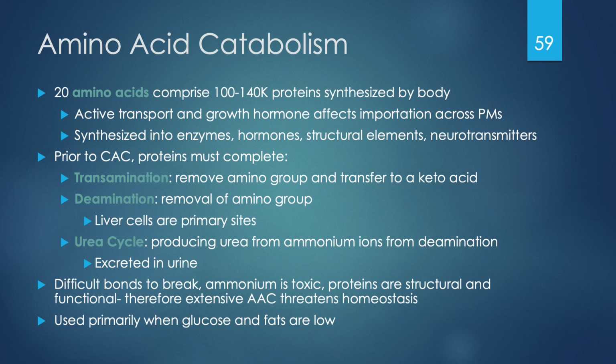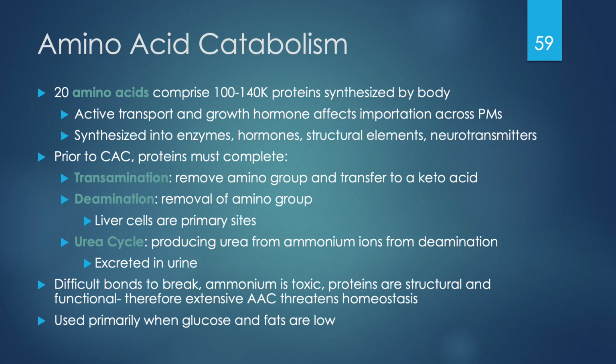by our body. And they do this by active transport and growth hormone affecting the way they can transfer across the plasma membranes. So these amino acids will be synthesized into enzymes, hormones, structural elements, and neurotransmitters, so they have a very important role. But prior to engaging in the citric acid cycle, these proteins have to go through several different things, which is part of why they're a slower process.